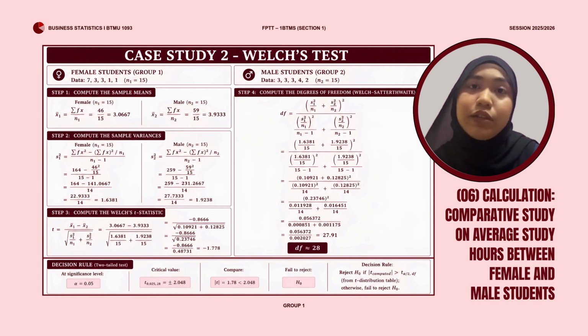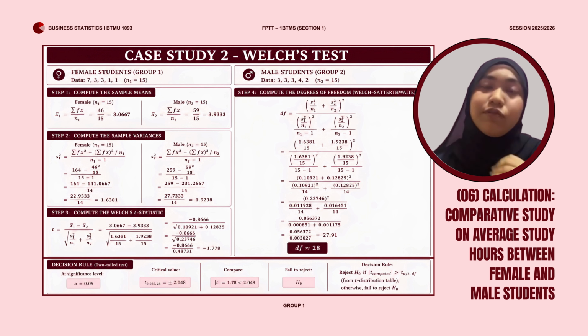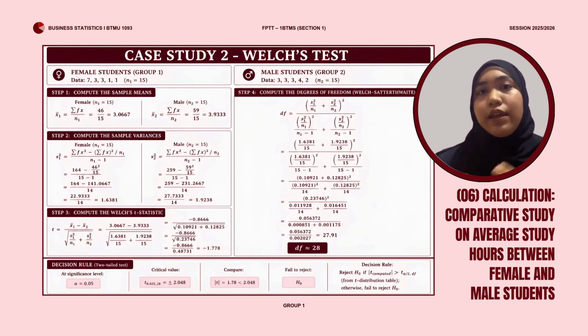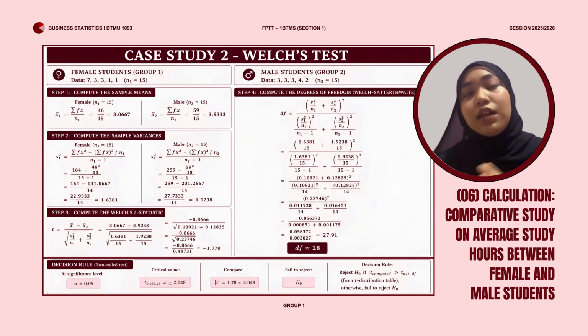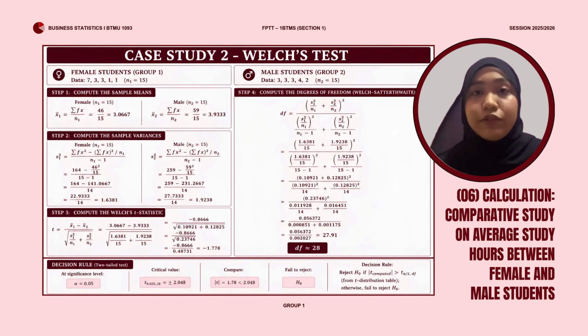For this slide, I will explain the calculation for case study 2, which uses the Welch t-test to compare the average study hours between female and male students. First, we state the hypothesis. The null hypothesis H0 states that there is no significant difference in the average study hours between female and male students. The alternative hypothesis H1 states that there is a significant difference in the average study hours between the two groups.